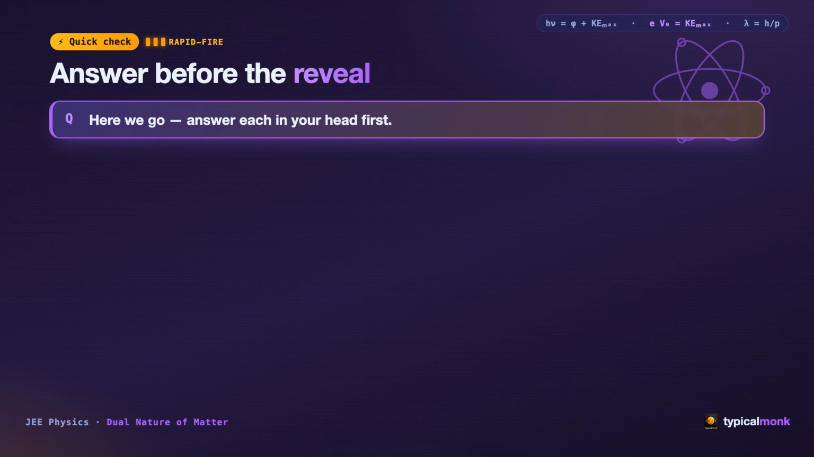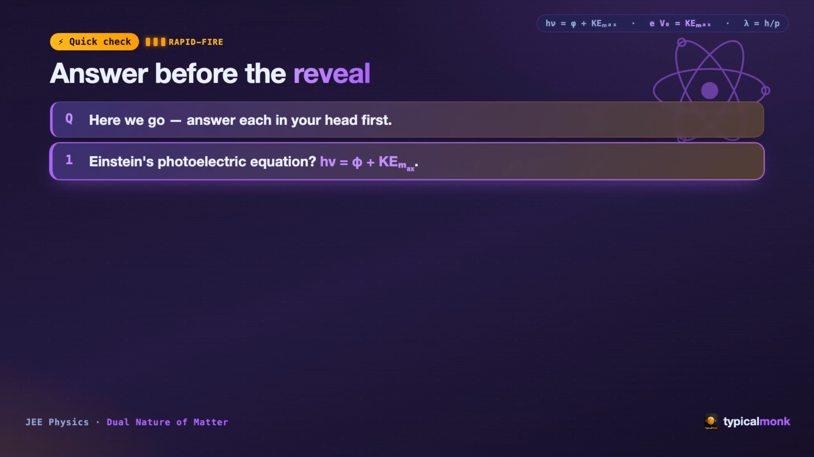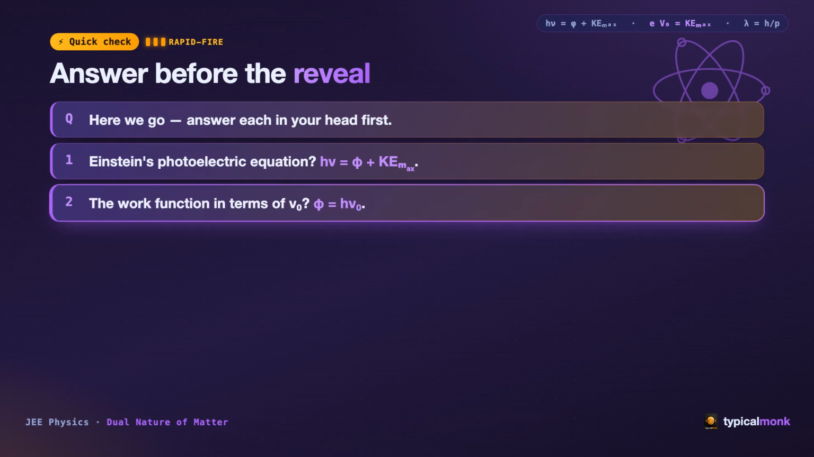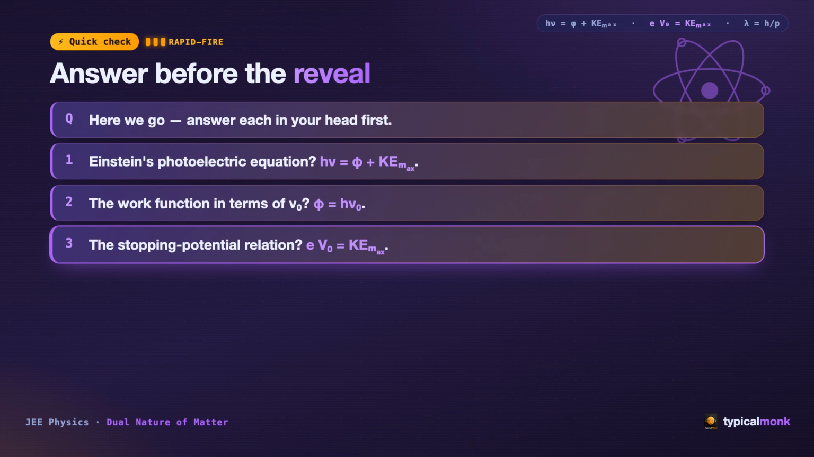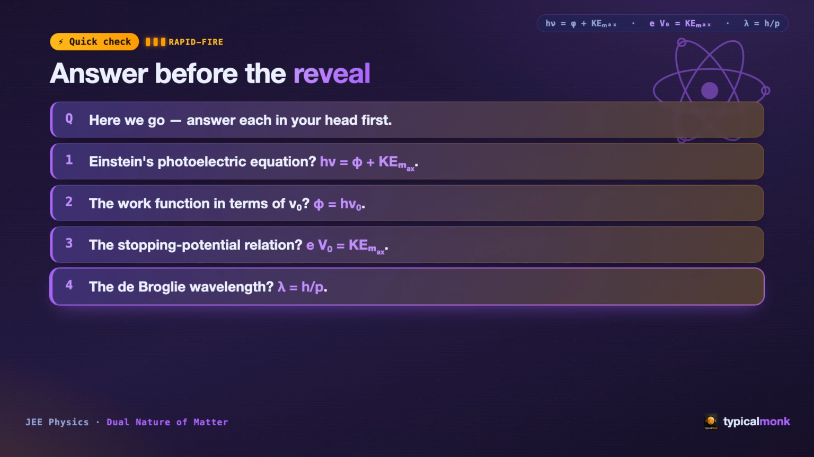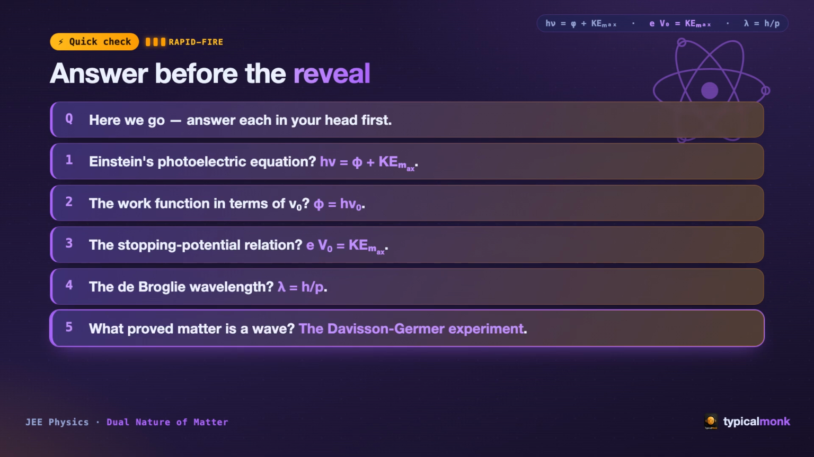Now, test yourself. Answer in your head before the reveal. That is how you speed is built. Here we go. Question 1: Einstein's photoelectric equation. h nu equals phi plus KE max. Question 2: the work function in terms of the threshold frequency. Phi equals h nu naught. Question 3: the stopping potential relation. eV naught equals KE max. Question 4: the de Broglie wavelength. Lambda equals h over p. And question 5: what proved that matter is a wave?